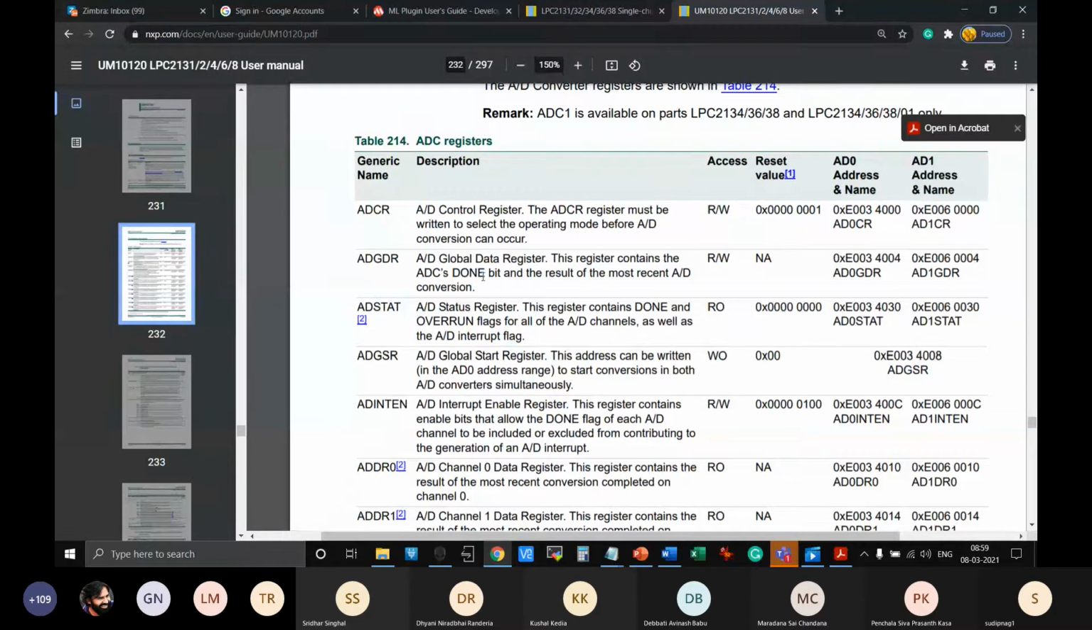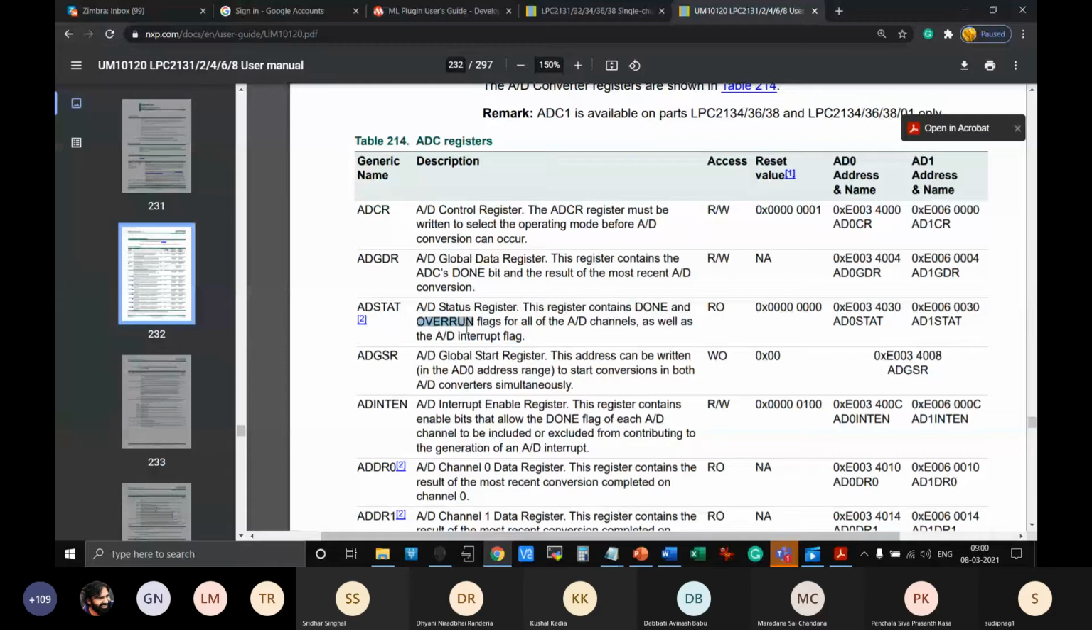Similarly, there is a status register which shows not just done but also the overrun condition. Like if you have done one conversion and the second conversion is also completed, but you haven't read the previous value, that means you are overwriting your previous data and about to miss it. So that is basically the overrun condition flag.